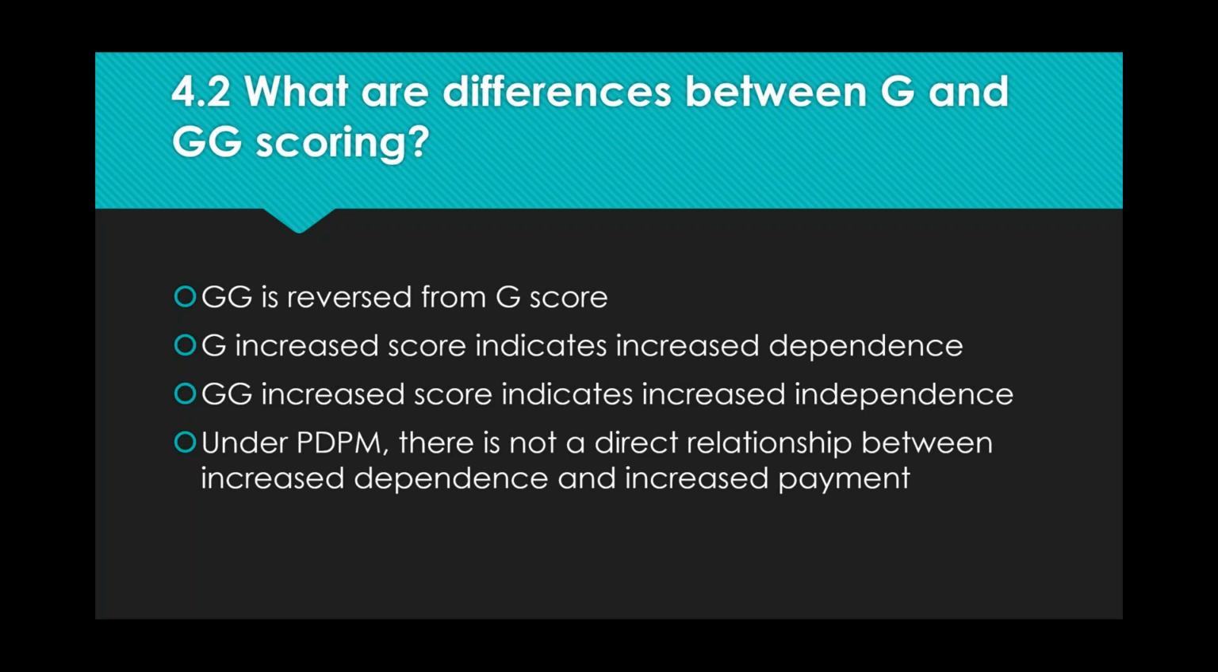Now under PDPM, there's not a direct relationship between increased dependence and increased payment. So right now under RUGs, if somebody has a higher need physically, there's a higher ADL score resulting in a higher reimbursement.